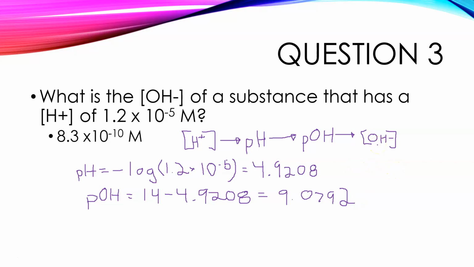It wanted the hydroxide ion concentration, which meant we had one last step to do, where we know that the hydroxide ion concentration is equal to 10 to the negative pOH, which in our case is 9.0792. And once we enter that into our calculator and round to 2 sig figs, because our starting number had 2 sig figs, we get our answer.